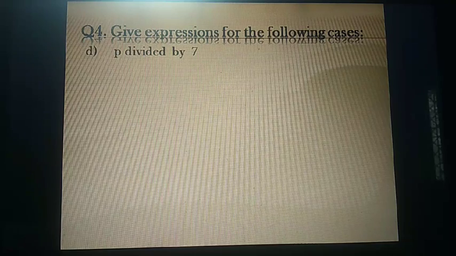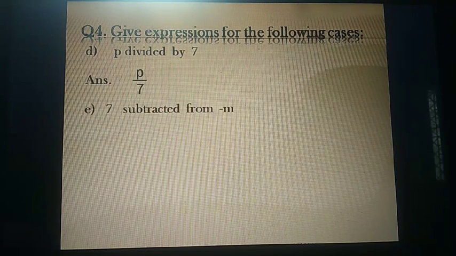Next is p divided by 7. P is already there and we are dividing p by 7. Next, 7 subtracted from minus m. Again, word from means minus m is there and we are subtracting 7 from it.